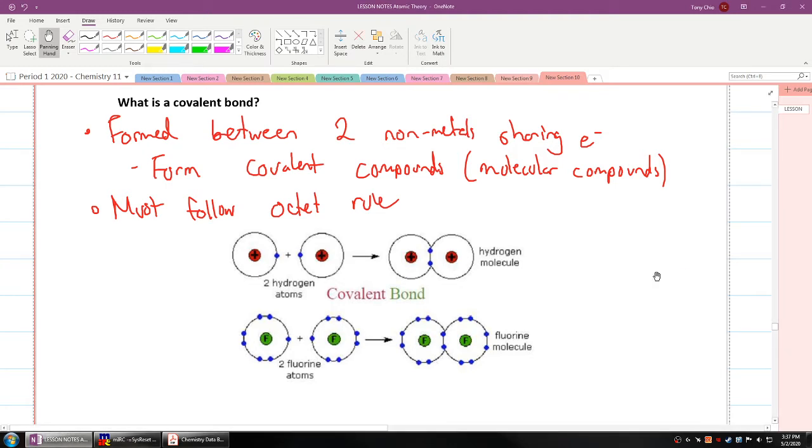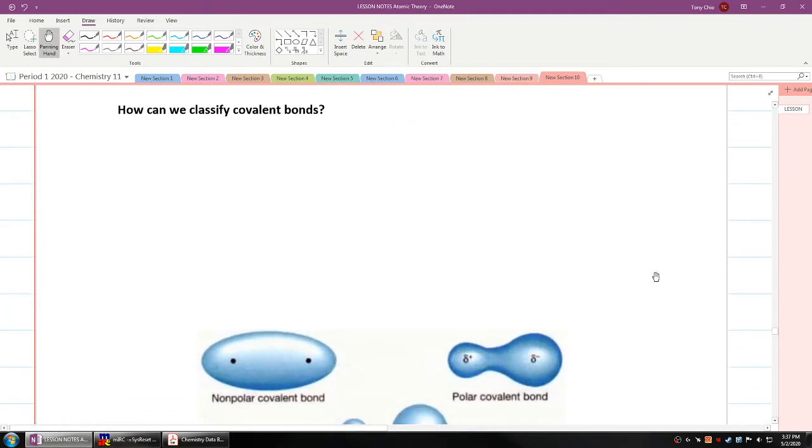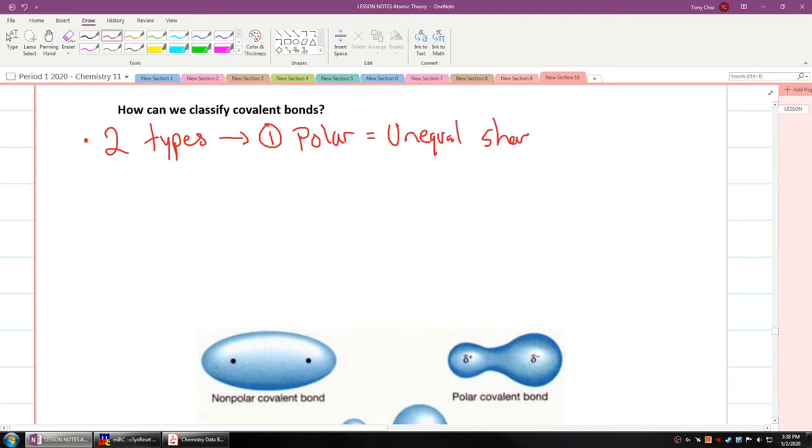So how do we classify covalent bonds? Well, there's actually a way to split off how we classify covalent bonds. Alright. So there's 2 types. The first type is called polar. Polar is where there's an unequal sharing of electrons. Then the second type must be nonpolar, which is an equal sharing of electrons.